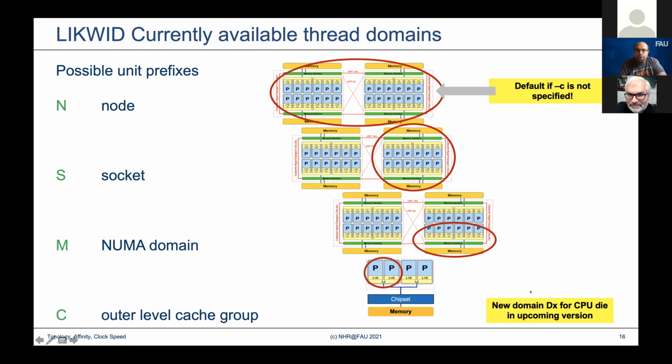In the upcoming version, we have a new domain, D, for a CPU die. So the A64FX is basically not 4 sockets, but 1 socket with 4 CPU dies. In order to incorporate that, we add a new domain.